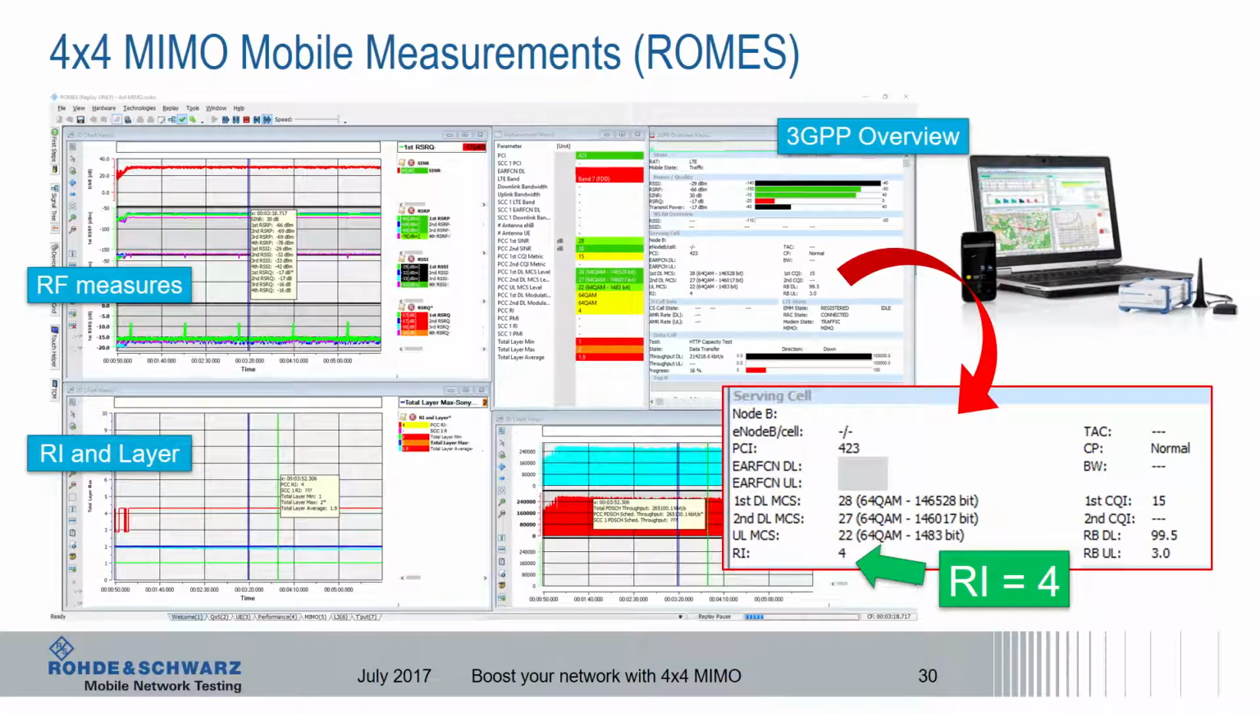Mobile measurements are of course also supported in our software Romis. This is just to give you a look and feel of what you can get: lots of alphanumeric views, 2D charts, overviews. This highlights that the rank indicator is displayed and you have the individual measurements per received path. So if you're really in a 4x4 scenario, meaning 4 transmit antennas are working, then you will get up to 4 measurements for the signal level, SINR and so on.